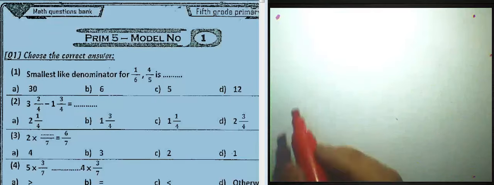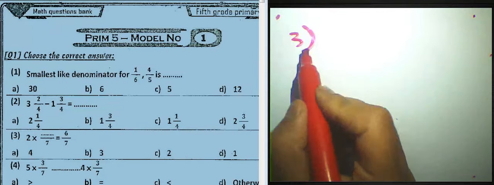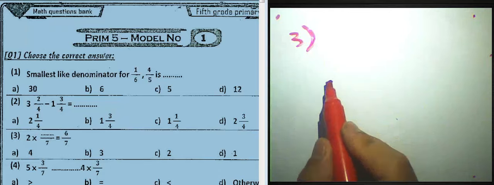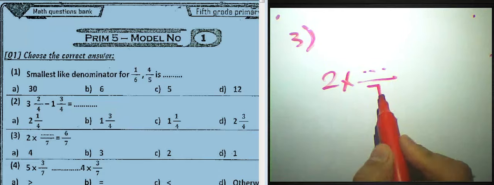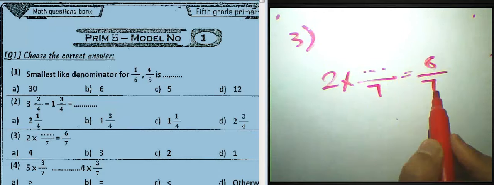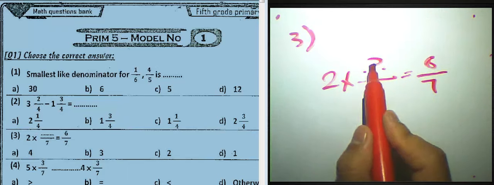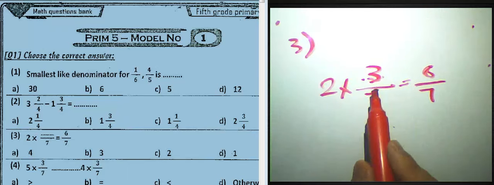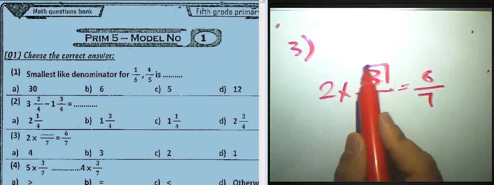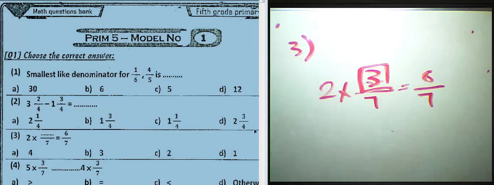Question number 3: 2 multiplied by blank over 7 equals 6 over 7. 2 times 3 equals 6. We can write 3 here in the numerator. Okay, write 3 for question 3.